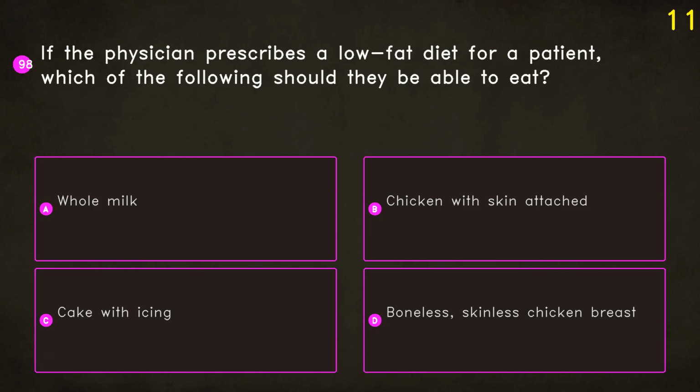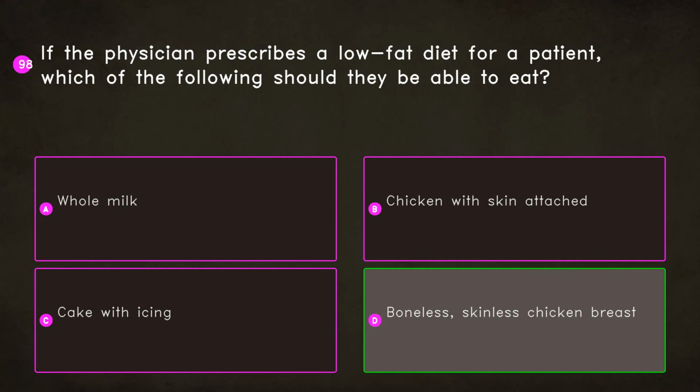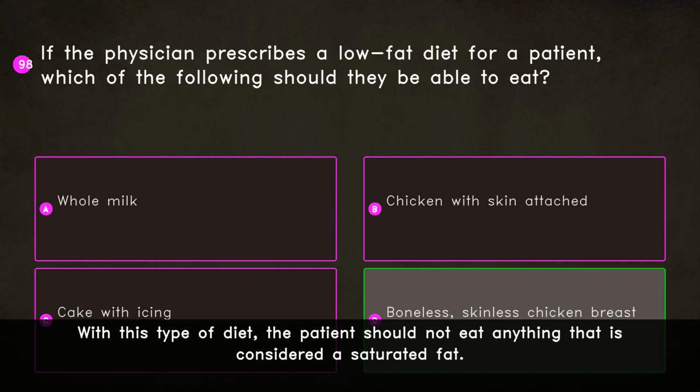Question 98. If the physician prescribes a low-fat diet for a patient, which of the following should they be able to eat? A. Whole milk. B. A chicken with skin attached. C. Cake with icing. D. A boneless, skinless chicken breast. The correct answer is boneless, skinless chicken breast. With this type of diet, the patient should not eat anything that is considered as saturated fat.